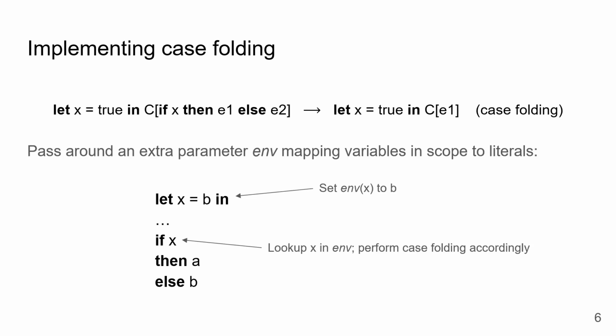In the case of case folding, we can pass around an extra parameter, which we call env, that maps variable names in scope to the Boolean literals that they're bound to. When we encounter a let binding for a variable to a Boolean literal, we can extend env accordingly before making a recursive call. Then, when we encounter an if-then-else that scrutinizes a variable x, we can look up x in the environment to check if it's bound to a Boolean literal. And if it is, we can perform case folding.